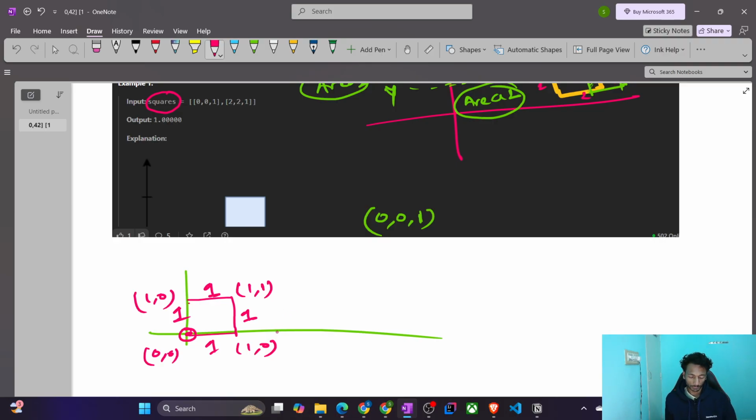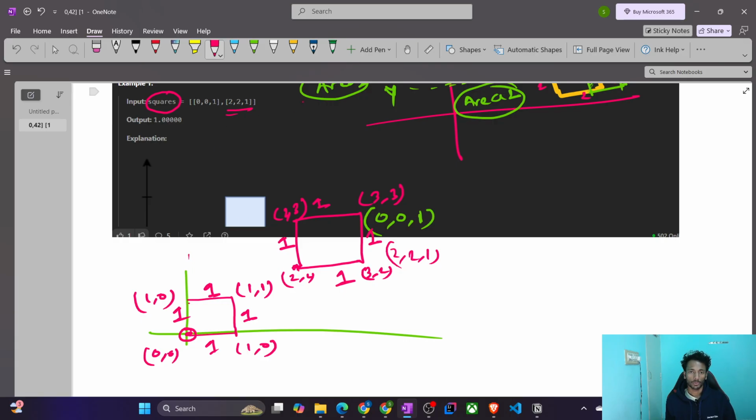Now what do I have to do? The other square is 2, 2, 1. So this starting point will be 2, 2, and this square will be here. The side length is again 1. So the other points will be 3, 2, then 3, 3, and 2, 3.